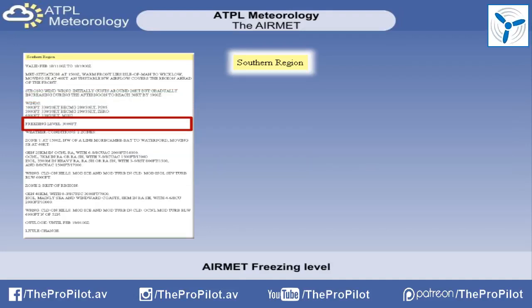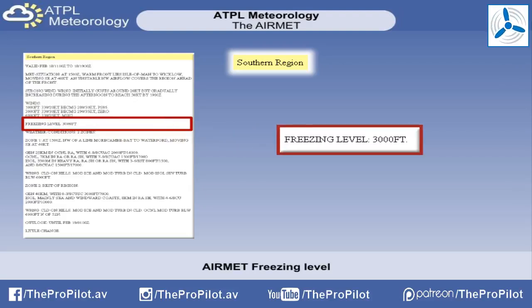Immediately below the section of text which describes the winds is a forecast of the freezing level. Sometimes this varies spatially across the AirMet region, and sometimes with time. For example, when a cold front moves through the region. Any changes are highlighted by way of concise descriptive text.